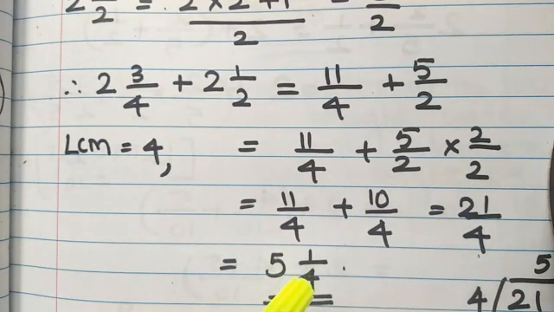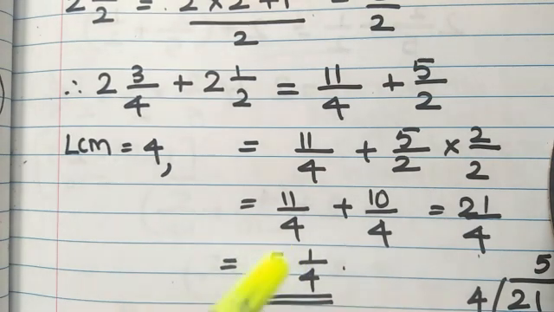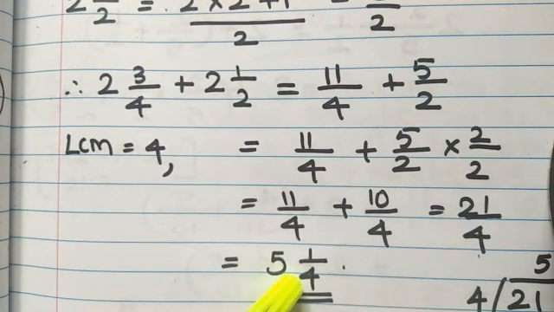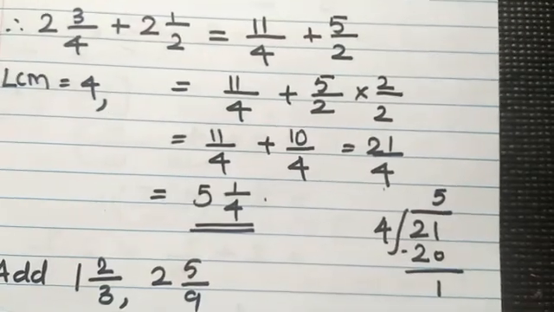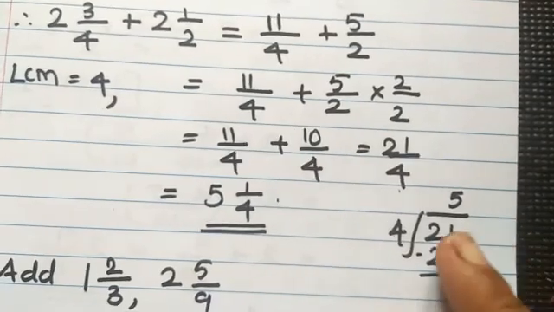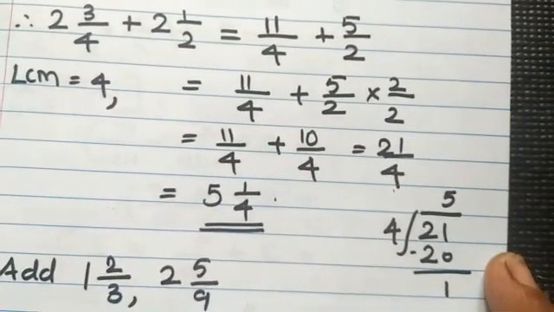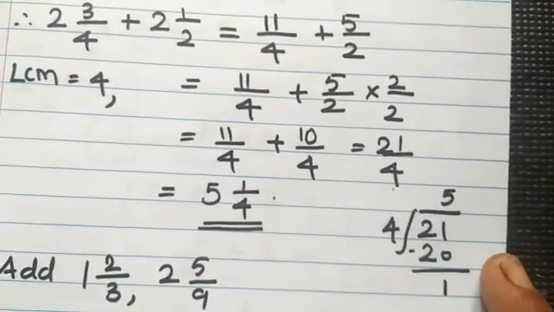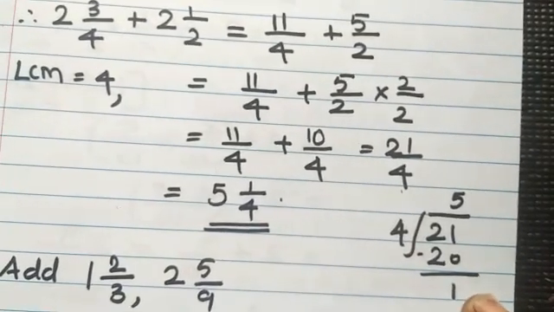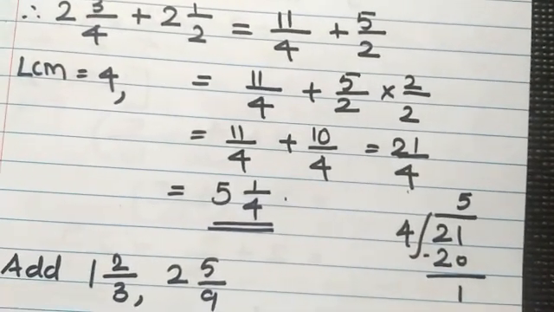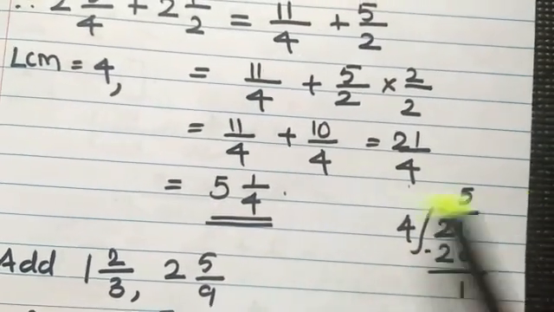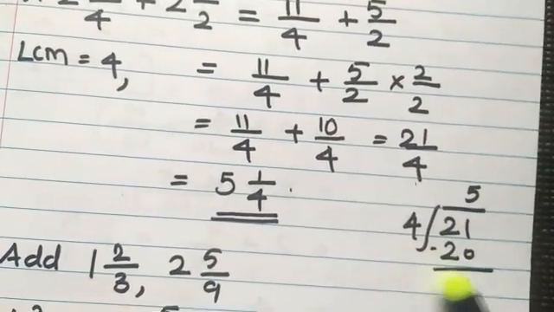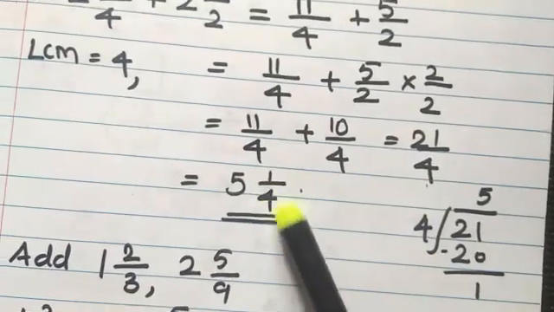We have 21 by 4, and we change it into a mixed fraction. We will get 5 1 by 4, by division. By dividing by 4, we will get 5 times, remainder 1. That's it. So we can write this 21 by 4 as 5 1 by 4. Quotient, remainder, divisor: 5 1 by 4. Okay.